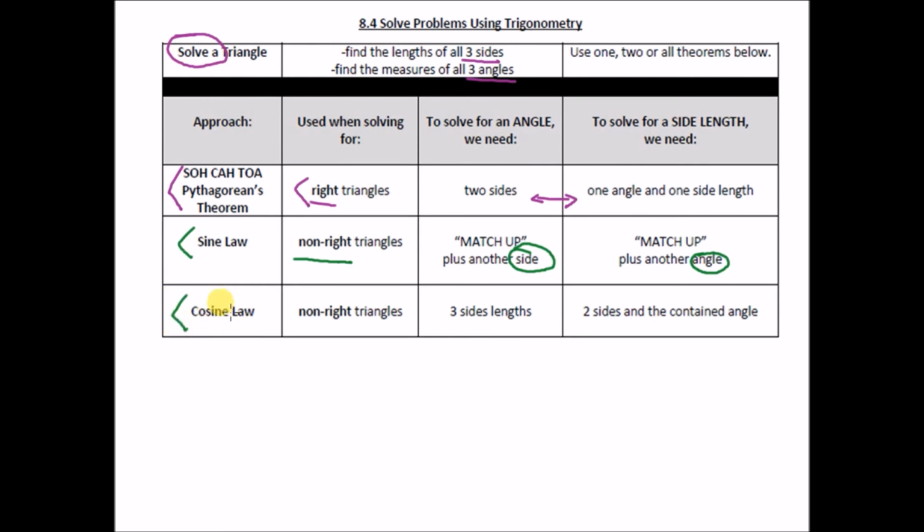Now cosine law. Again, this is for non-right triangles. So we can solve for an angle if we're given three side lengths, or we can solve for a side length if we're given two sides and specifically the contained angle. This is just a summary of what we've done over the last couple weeks.